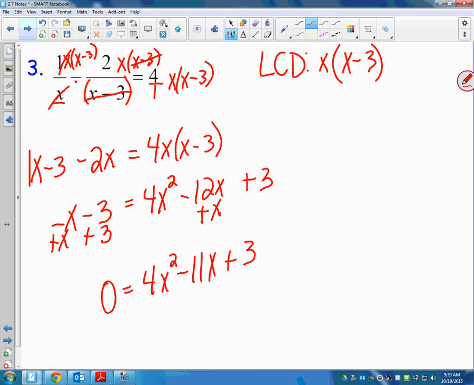I just put these two together, right? 1x minus 2x to get the negative x, since they're on the same side together. Are there questions about where this came from?